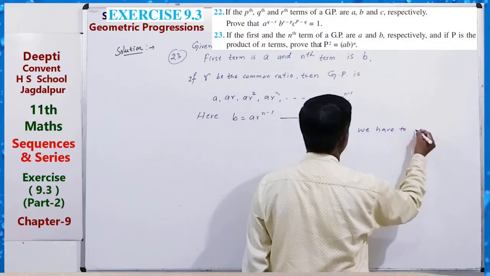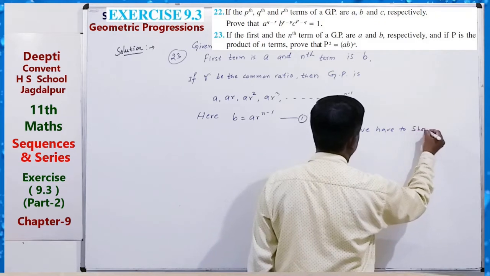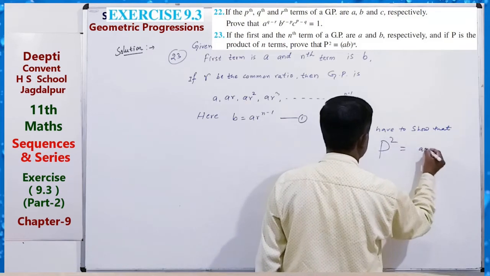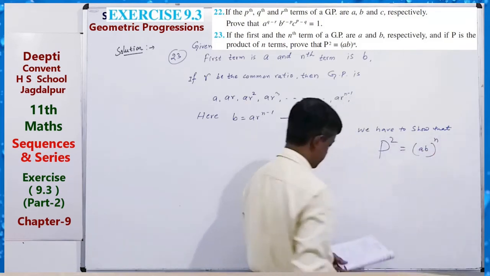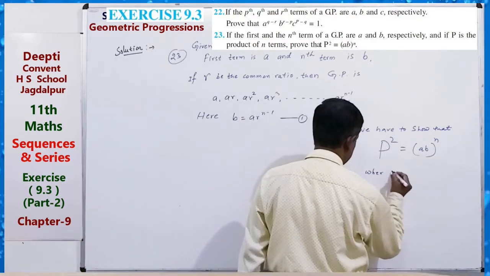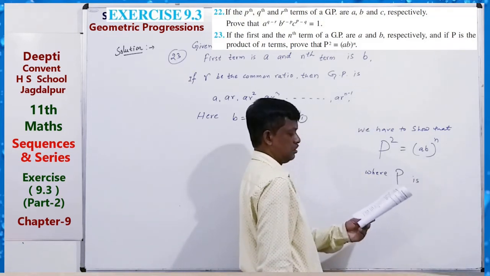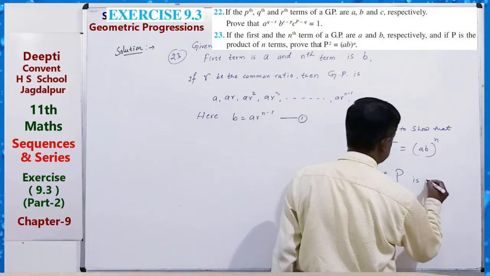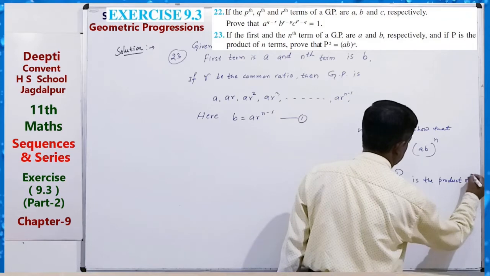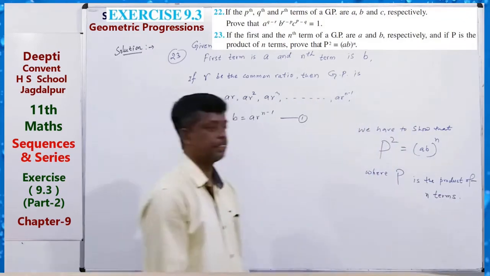We have to show that P square equals (AB) power n, where P is what? P is the product of n terms. Clear?